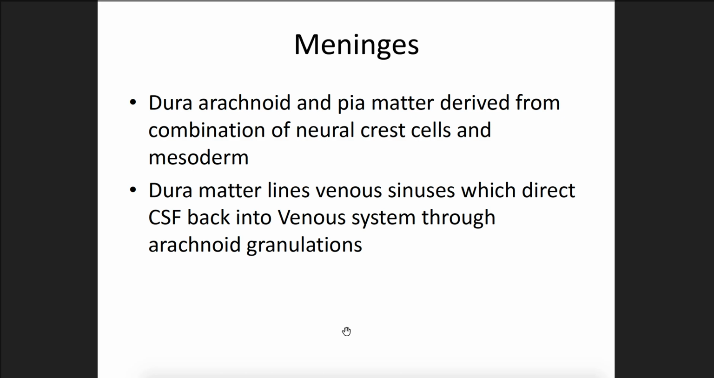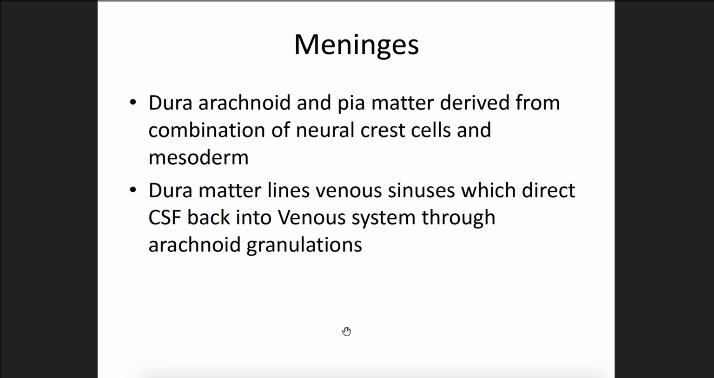All the three meninges, embryologically, are derived from mesoderm with migration of neural crest cells. Like I said earlier in my lectures, these neural crest cells are very important because they influence the development of almost all the body systems. So neural crest migration is a very important factor, especially in the central nervous system and cardiovascular system.